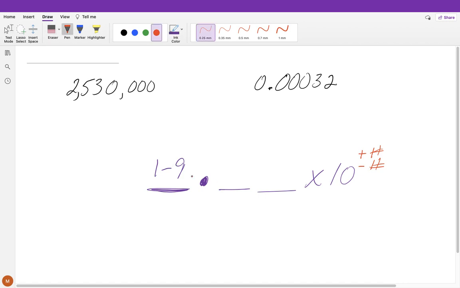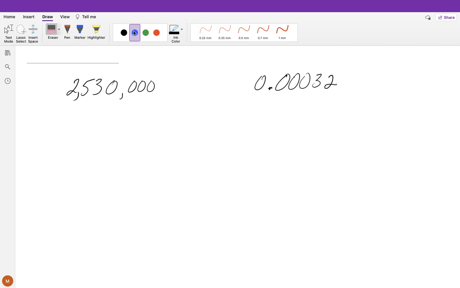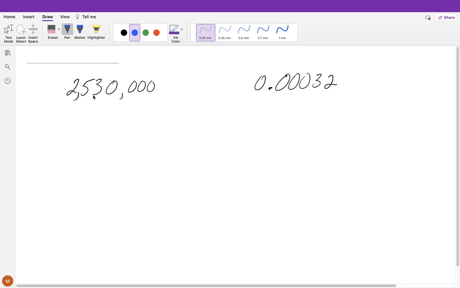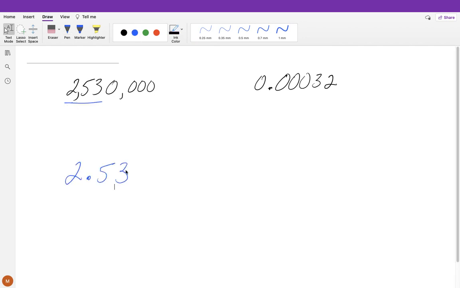All right, so we're just going to go ahead and convert these into scientific notation. So I know that this is going to have to be written as 2.53 because the number in front of the decimal can just be one digit between 1 and 9. So I'm rewriting it as 2.53, and then it's going to be times 10. So here we're finding our decimal place, and we're counting 1, 2, 3, 4, 5, 6. So it's going to be times 10 to the sixth power.